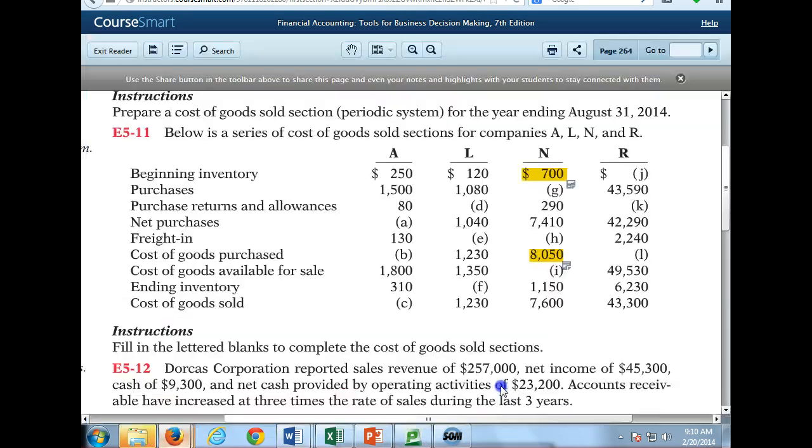Then with J, we're dealing with company R. Now, how are we going to figure out J? Beginning inventory plus net purchases, or excuse me, cost of goods purchased equal cost of goods available for sale, right?